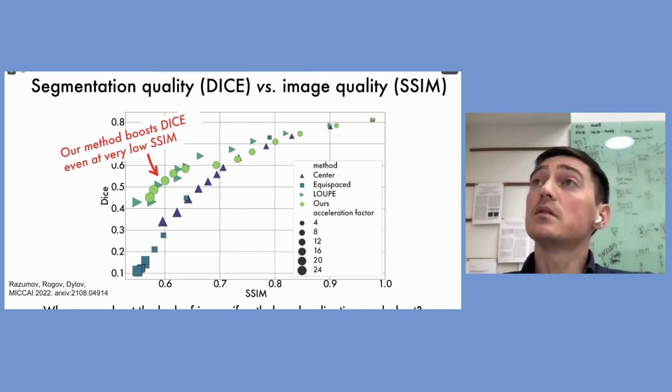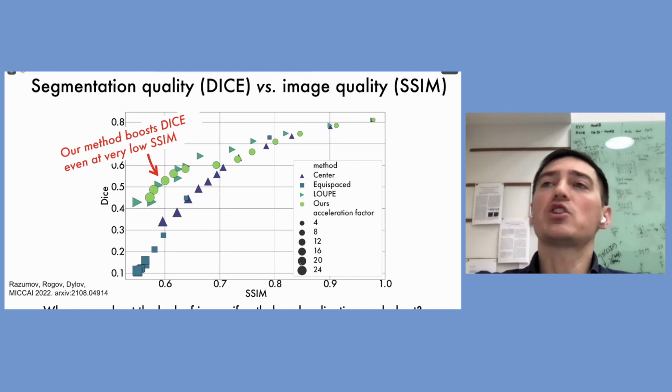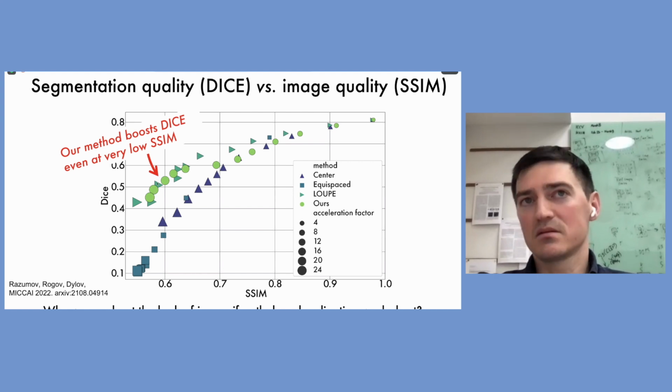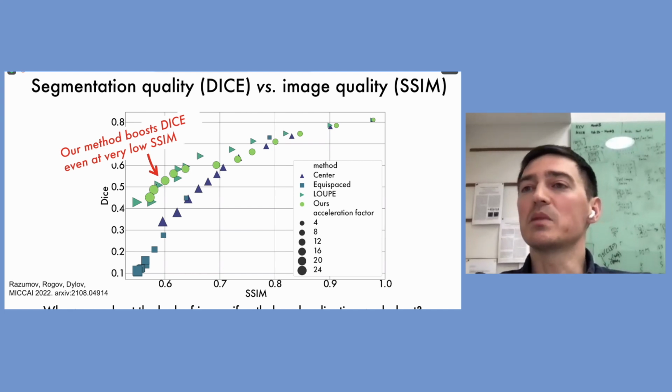And if you do our trick with the optimization of the undersampling mask, we tried two different optimization methods for that. You can see that even though the structural similarity at really extreme acceleration factors is pretty bad, you're still able to get a really nice segmentation quality compared to the baseline.